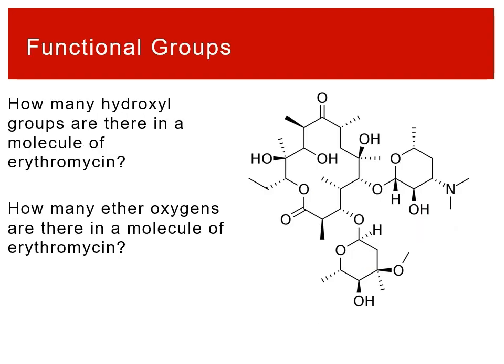So this is erythromycin. We looked at it at the end of our alkene video, talking about how we have the hydrocarbon backbone, and then we're going to decorate it with some functional groups. So let's diagnose what functional groups are in this molecule. I want to know how many hydroxyl groups are there in a molecule of erythromycin, and how many ether oxygens are there in a molecule of erythromycin.